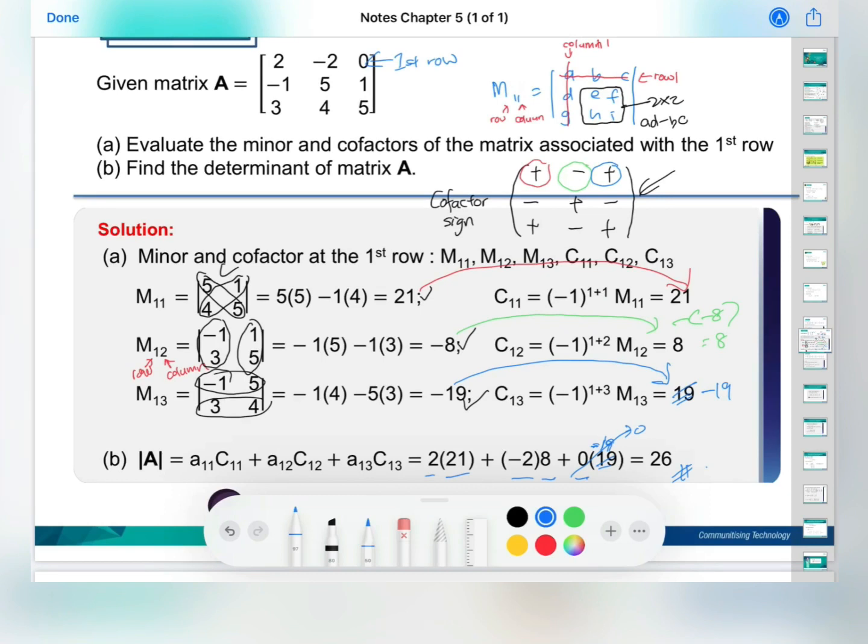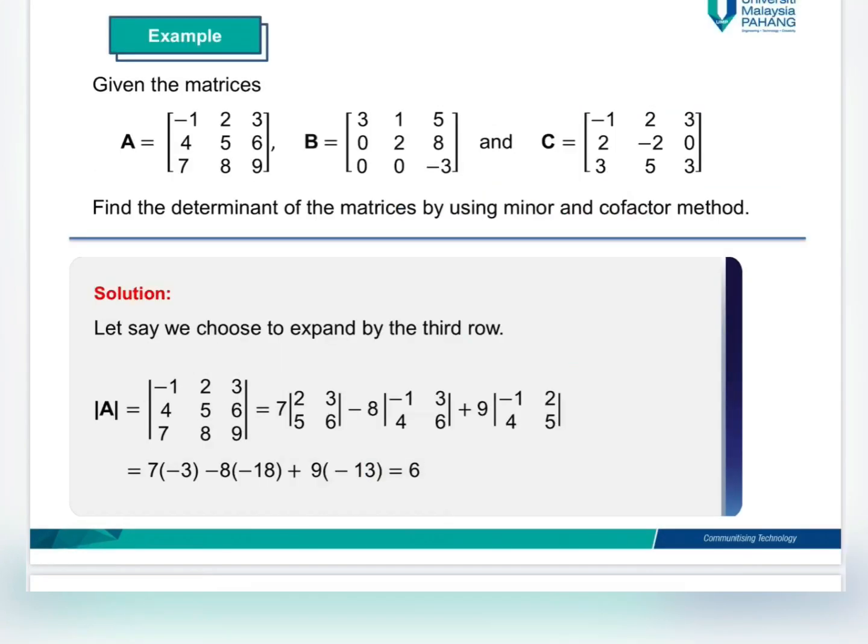Okay, so what you have is 42 plus negative 16 here. 42 minus 16, then you will get 26. So this is how you determine your determinant for 3 times 3 matrices using the minor and cofactor method.